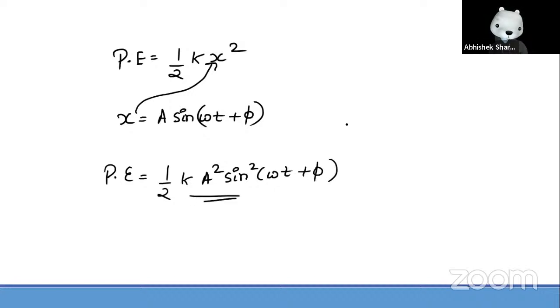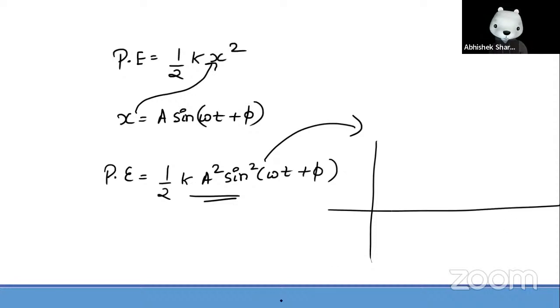So if I draw the curve of this mathematical equation, students, see it, it's drawn here neatly. The curve will look like this. It's on your screen. The curve will be this.